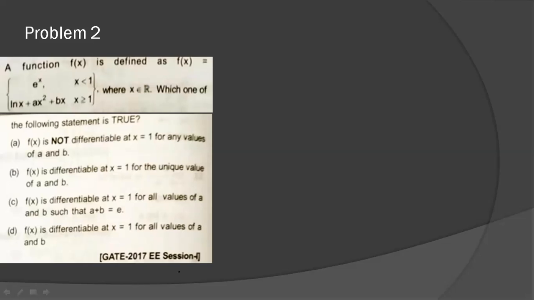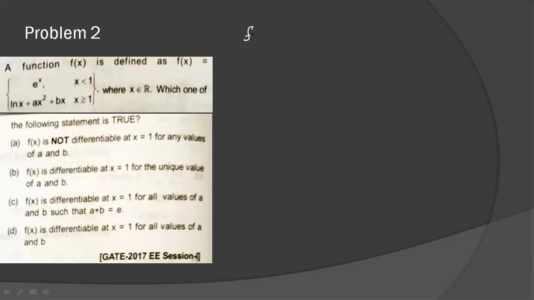Why x equal to 1? Because the function is breaking at x equal to 1. And if it is differentiable, then what are the values of a and b? If it is not differentiable, then what are the values of a and b? So take the function as differentiable and use the condition left hand derivative equal to right hand derivative. See what values we are getting for a and b.